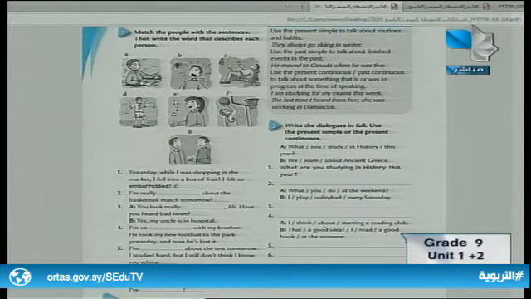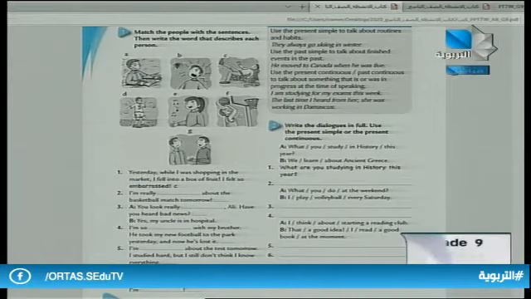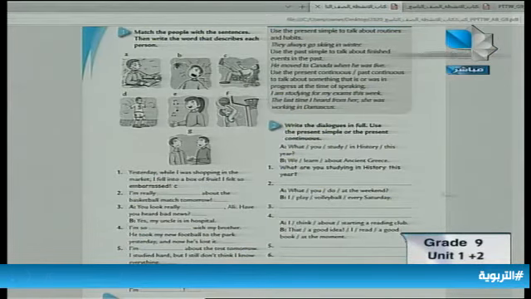I think about starting a reading club. That's a good idea. I read a good book at the moment. Here we have an adverb of time, which is at the moment, which is used with present continuous. So the sentences must be in the present continuous.